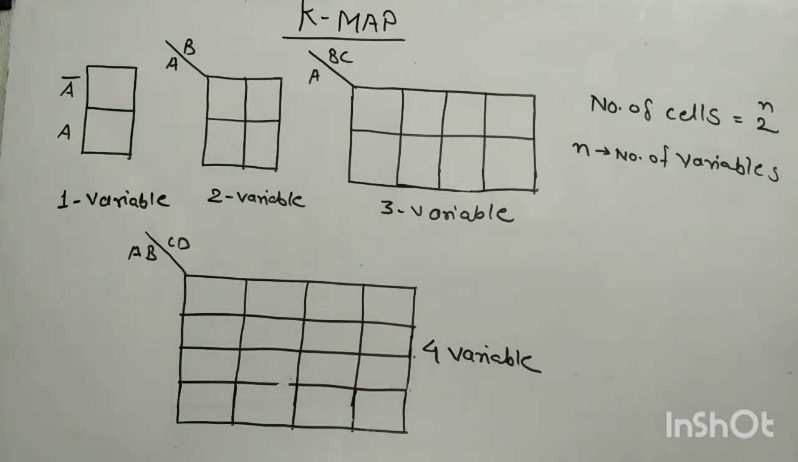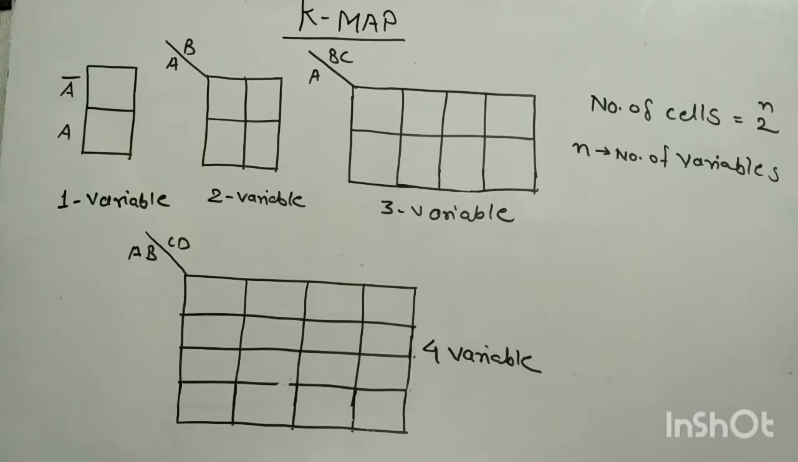The number of cells is given by 2 raised to n, where n represents the number of variables. Today we are going to discuss 1 variable, 2 variable, 3 variable and 4 variable K-maps. Now we'll see how to label the rows and columns for a particular number of variables in the K-map.